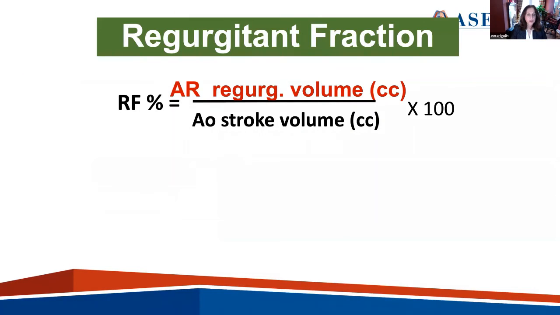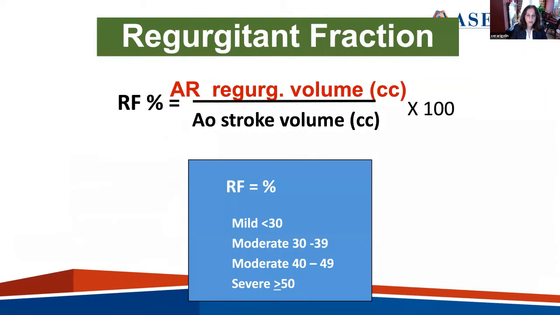We can also use these numbers to calculate the regurgitant fraction, which is the ratio of the aortic regurgitation divided by the total aortic stroke volume multiplied by 100. A regurgitant fraction less than 30% is considered mild, greater than 50% is considered severe, and everything in between is considered moderate.